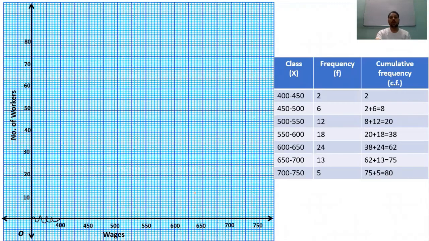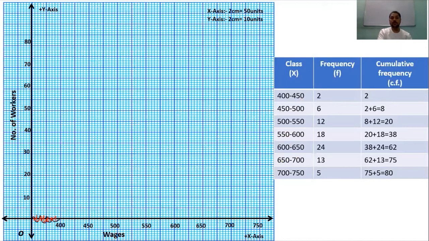Now again we have to plot the graph. Select the scale factor according to the question. Along the x-axis we have taken 2 centimeter as 15 units, and along the y-axis 2 centimeter is equal to 10 units. These numbers of workers are the cumulative frequency, and along the x-axis we have the class interval. Since the class interval begins from 400 to 450 and a huge gap is there, to cover that gap we have to apply the kink here.